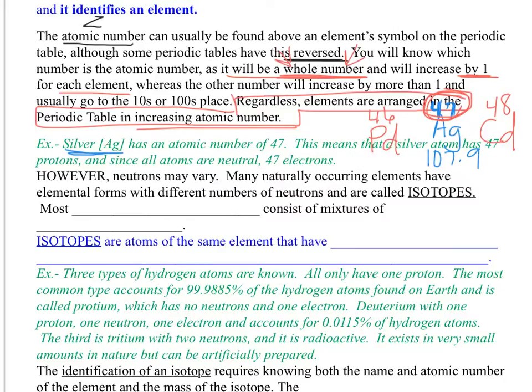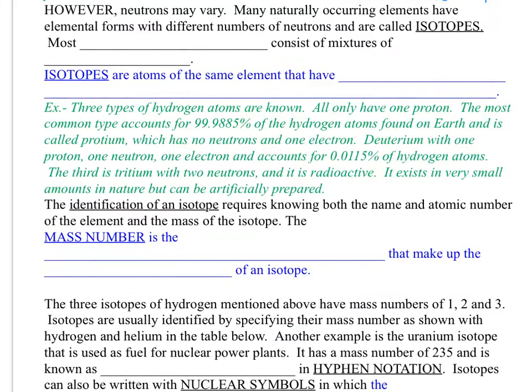Now, another important thing to understand is that all elements are neutral. And so if it has 47 protons, which are positive, then it also has to have 47 electrons because your positive and negative have to cancel each other out. Now, even though our protons have to stay the same, our neutrons can vary. And when they do, they have a special term. They're called isotopes. Many naturally occurring elements have elemental forms with different numbers of neutrons and are called isotopes.